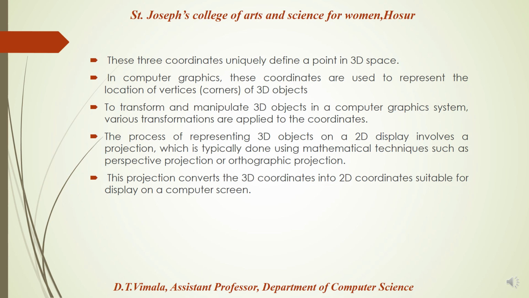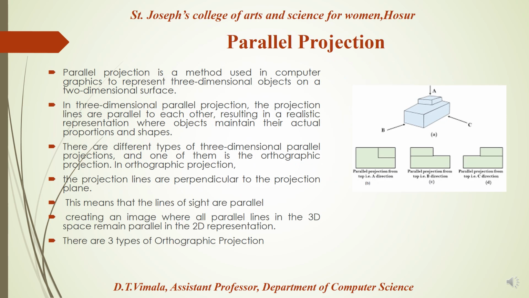the coordinates. The process of representing 3D objects on a 2D display involves a projection, which is typically done using mathematical techniques such as perspective projection or orthographic projection. This projection converts the 3D coordinates into 2D coordinates suitable for display on a computer screen.